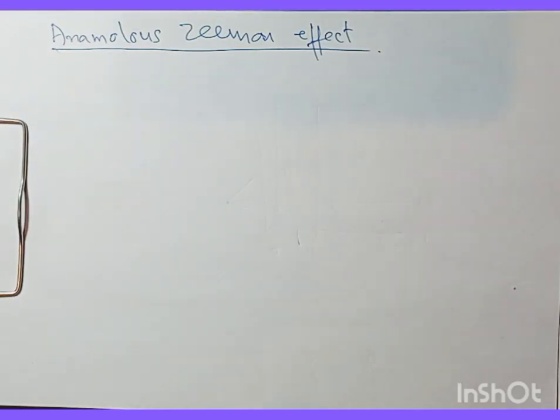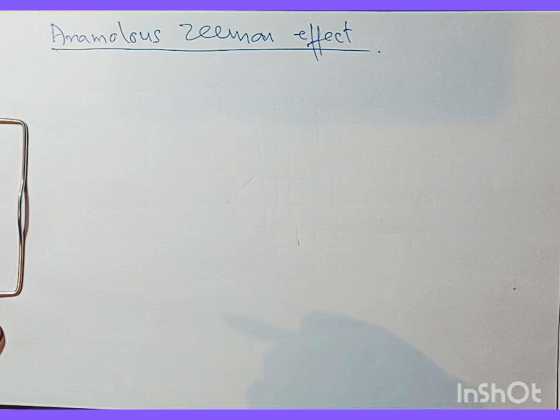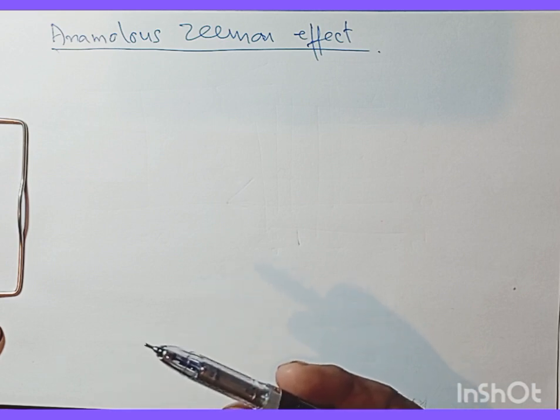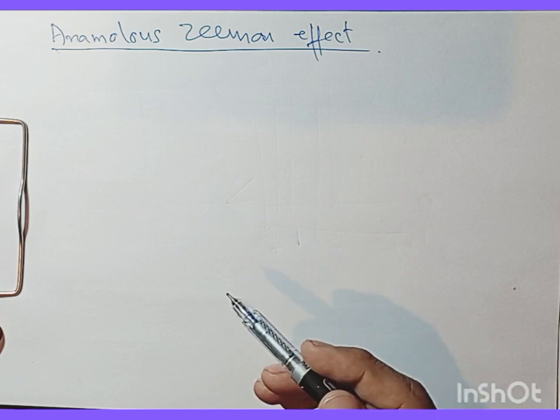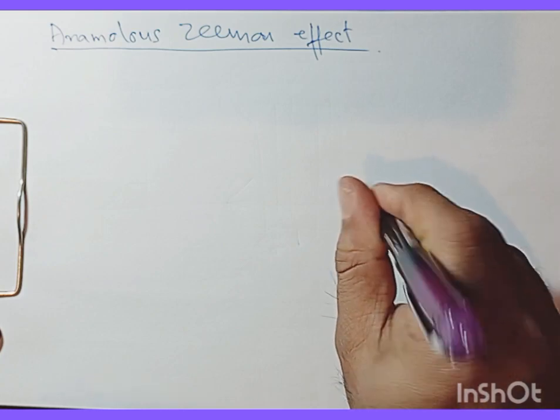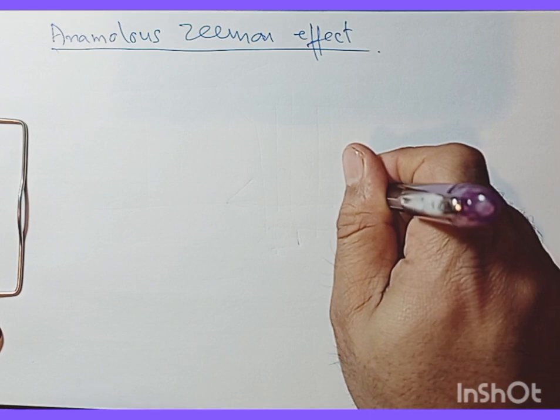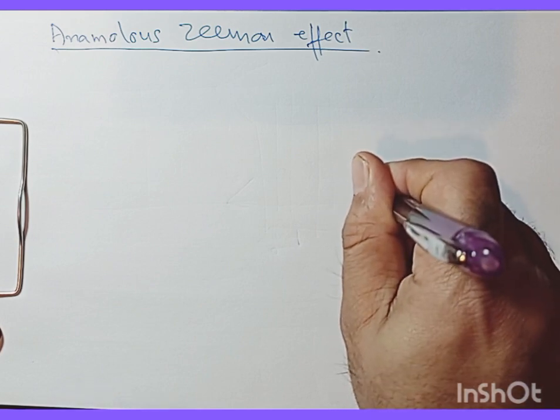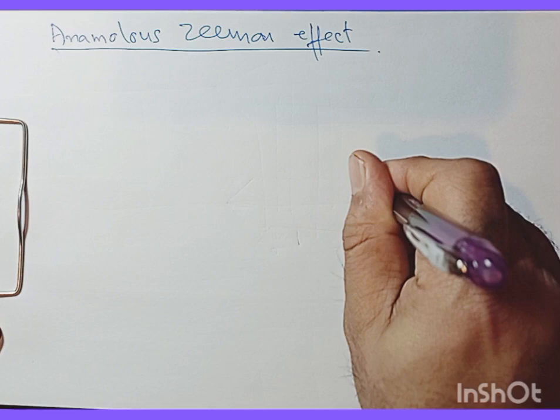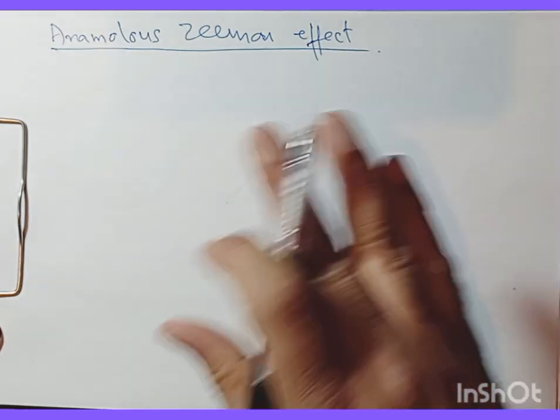Now let's talk about the anomalous Zeeman effect. And what is the anomalous Zeeman effect? It is when we apply a magnetic field, and that magnetic field is weak, and what we find in the direction perpendicular to the magnetic field, if the magnetic field is horizontal, is that each spectral line gets split.